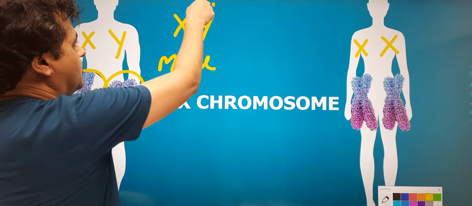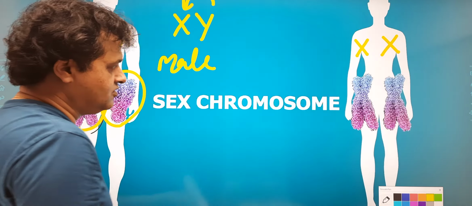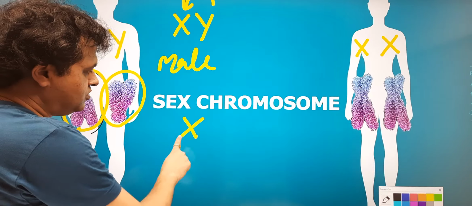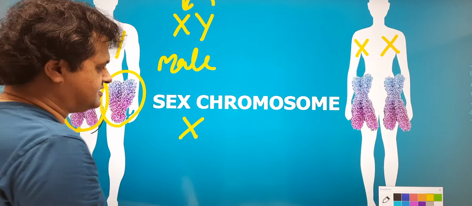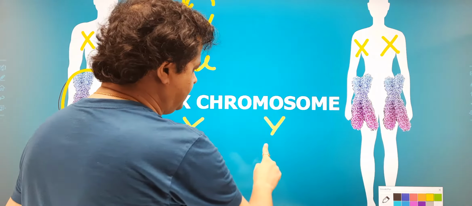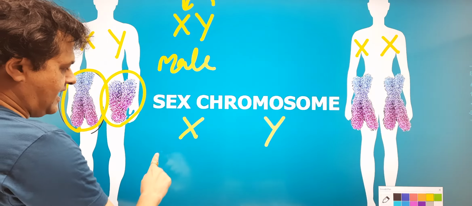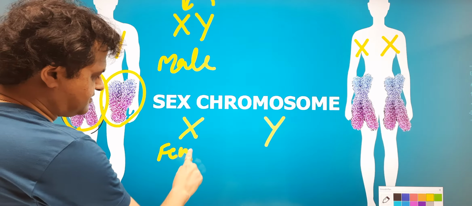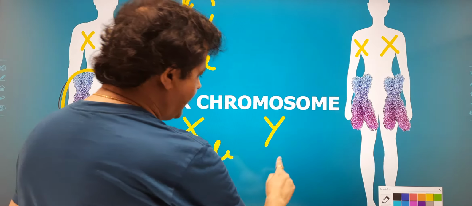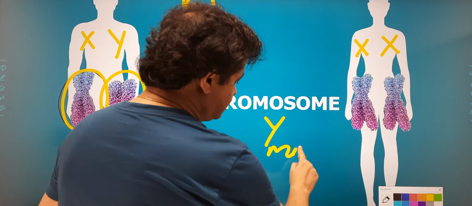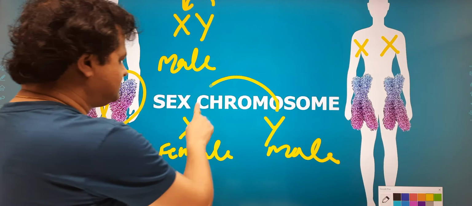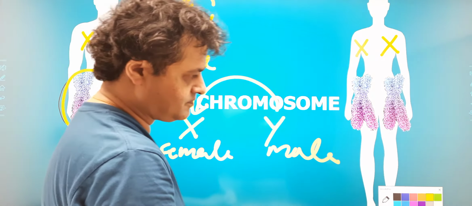In the heterozygous combination like X and Y which happens in male, Y is dominant over X. We have two genes or two factors, X and Y, for sex determination. X is for female characteristics while Y is for male characteristics, and Y is dominant over X.